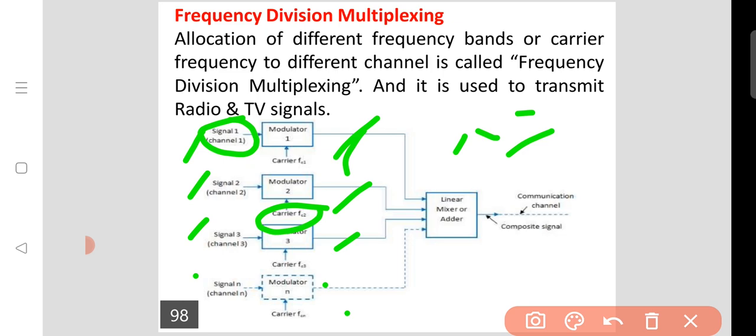Then in the communication channel, this is the composite signal, the combination of different channels and different signals, traveling in parallel through a channel, a medium or a wire, with a frequency difference. That is the concept of frequency division multiplexing.